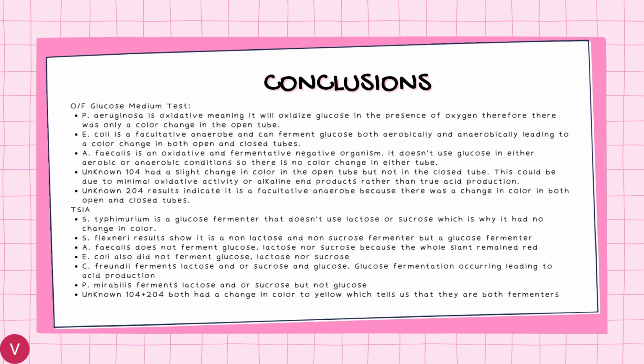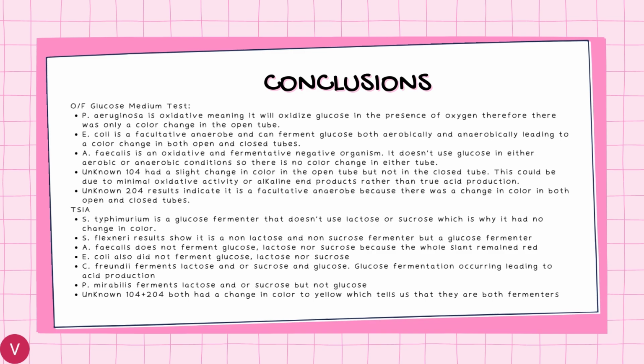For our TSIA medium, S. typhimurium is a glucose fermenter that does not use lactose or sucrose, which is why it had no change in color. Our S. flexneri results show it is a non-lactose and non-sucrose fermenter as well, but a glucose fermenter. A. faecalis does not ferment glucose, lactose, nor sucrose because the whole slant remained red. E. coli also did not ferment glucose, lactose, nor sucrose.